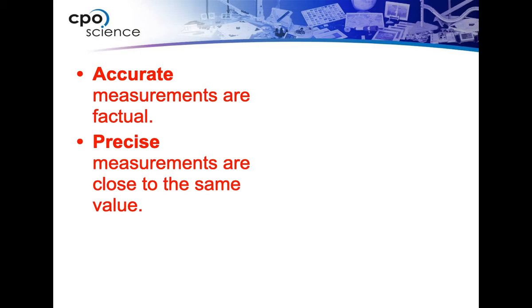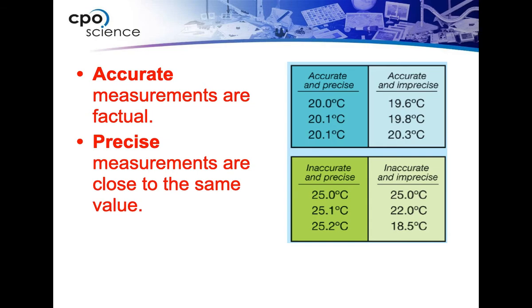So not only do I need to read it accurately as a person, that tool needs to be accurate. That thermometer needs to be accurate. So accurate measurements are factual. Another term we can use is something called precision. Precise measurements are close to the same value. It's your goal that when you are using a tool in science, you want them to be both accurate and precise. So I'll say that again. When we are using tools in science, we want them to be accurate and precise. We need them to be both things in order to trust their results. So accurate measurements are factual, precise measurements are close to the same value.